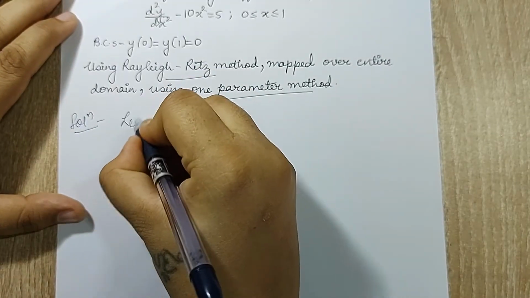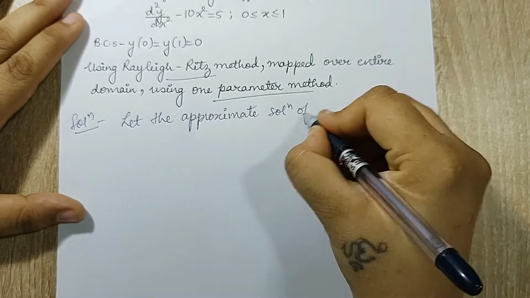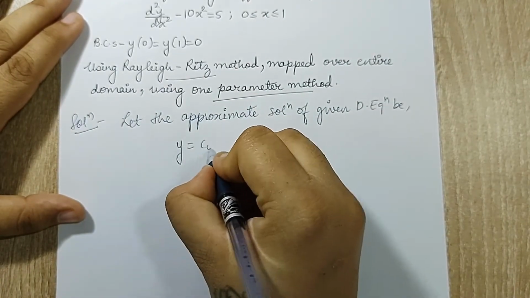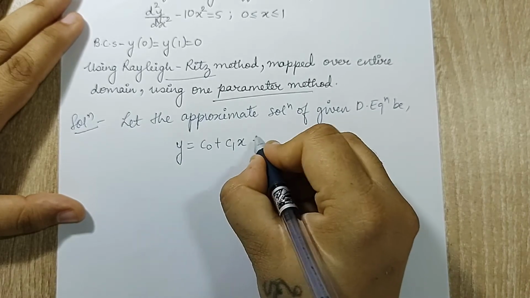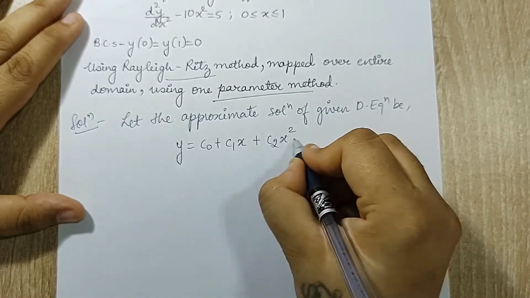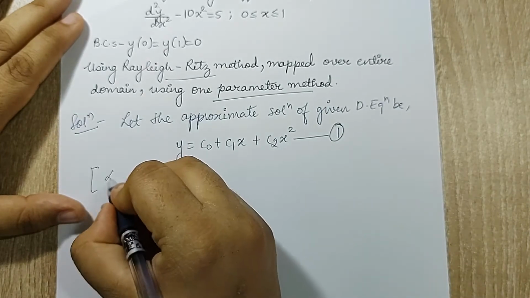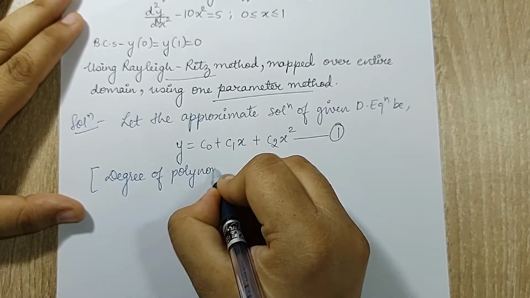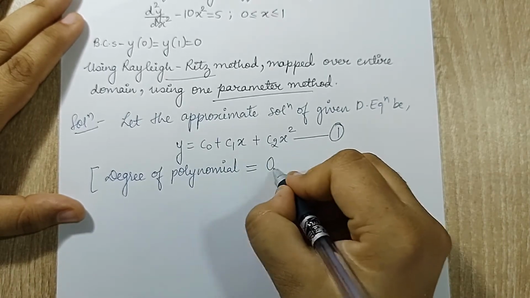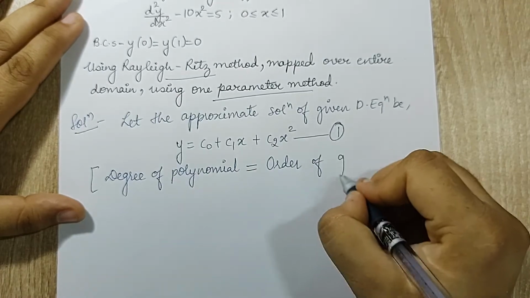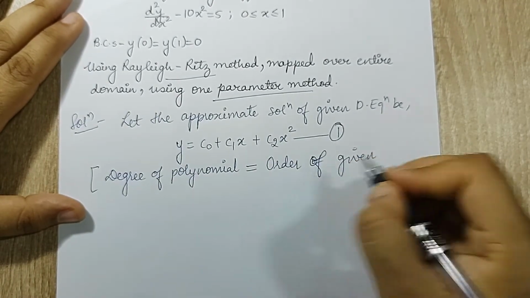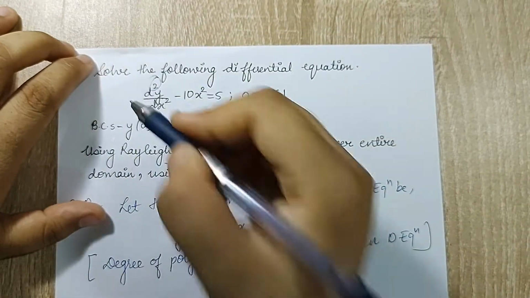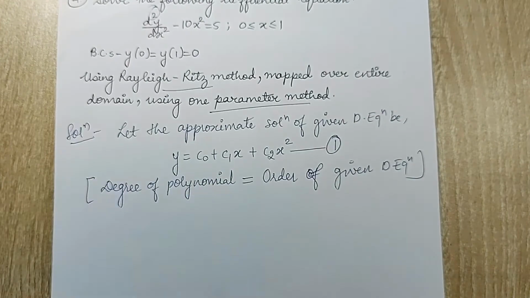So I'll start with, let the approximate solution of the given differential equation be y is equal to c0 plus c1x plus c2x square. I'll stop here. I'll write in brackets: degree of polynomial is equal to order of given differential equation. You can observe here the order is 2. So I have stopped at this term 2.